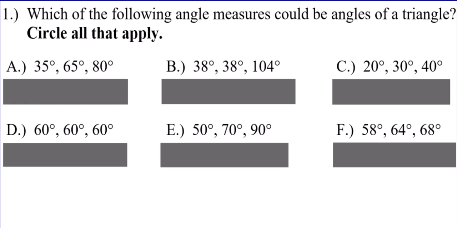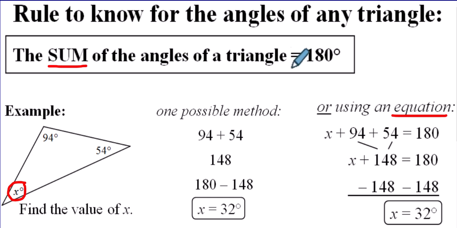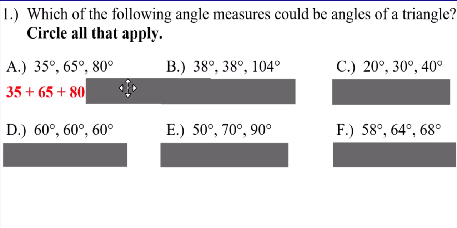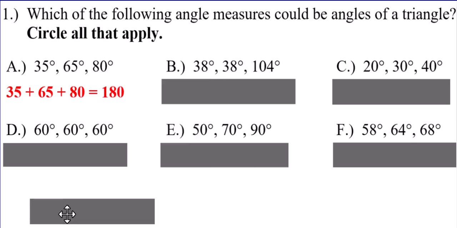Okay, let's turn the page. Problem number 1. Which of the following angles could be angles of a triangle? Circle all that apply. Well, we just learned that the sum of the angles of a triangle should equal 180 degrees. So a very quick way of checking to see if choice A is a choice we should circle is to add those 3 angles and see what we get. If you need to use a calculator for this, you may. 35 plus 65 is 100, plus 80 is 180 degrees. And if you get 180 degrees, then yes, these 3 angles could be angles of a triangle.